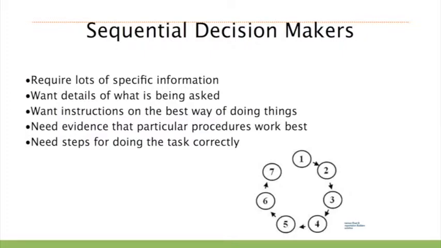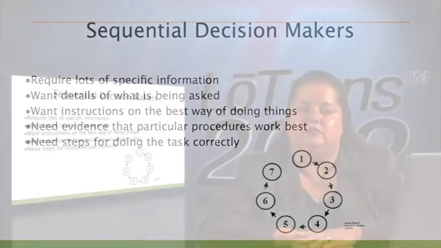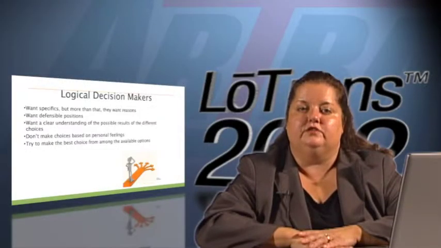The second decision-making style, logical decision-makers, want specifics, but they want reasons for making the decision more. They need to be able to defend their position, and they want a clear understanding of the possible results. Logical decision makers don't involve their feelings when making choices. They try to make the best choice from the available options.